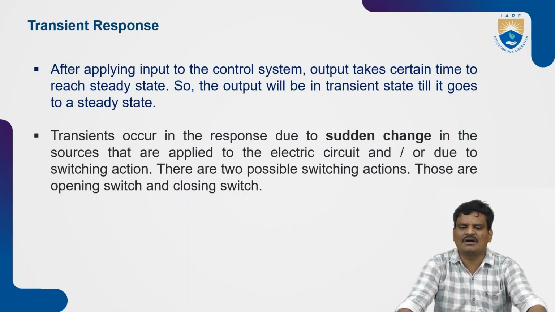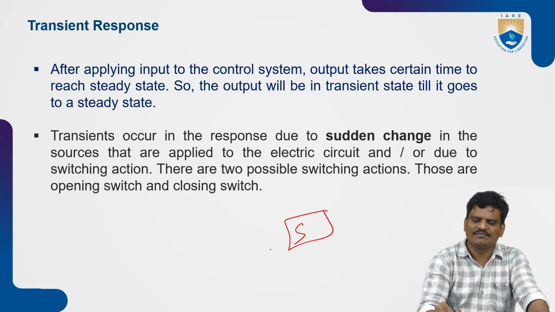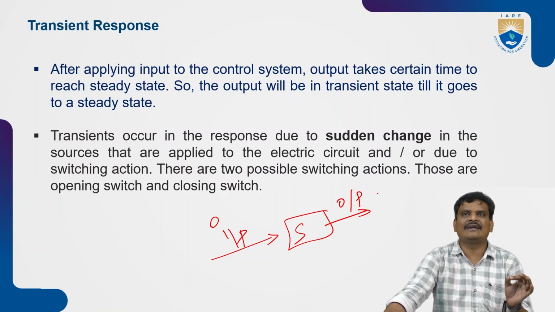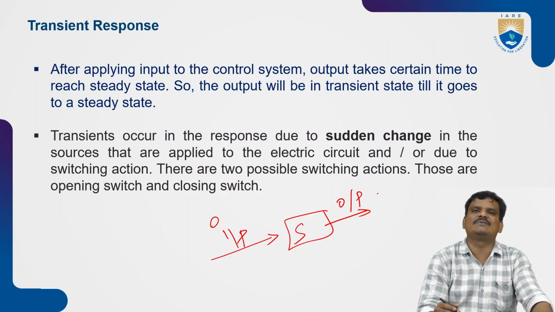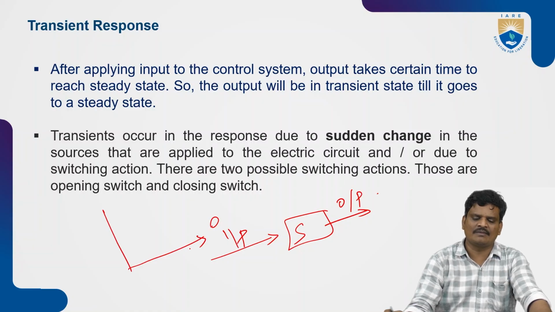First we will discuss how the transient response is defined. We will apply an input, whatever it may be. Let me take a system like this. We will apply a certain input to the system and some output will be obtained with respect to the input given. If the output takes a certain time to reach the steady state, let me explain the same thing in the form of a graph.